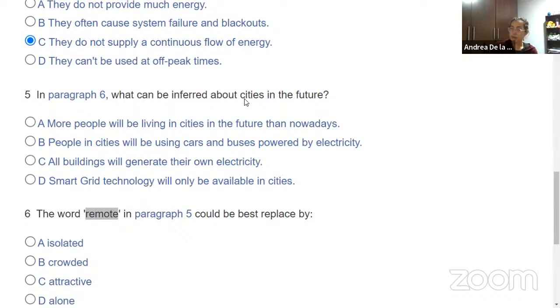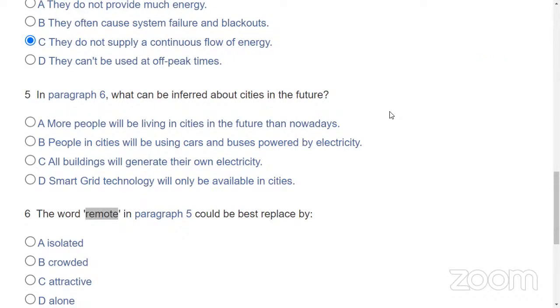Okay, so what do you guys think? What can be inferred about cities in the future? Option C. Option B, Miss. Okay. Anyone else?